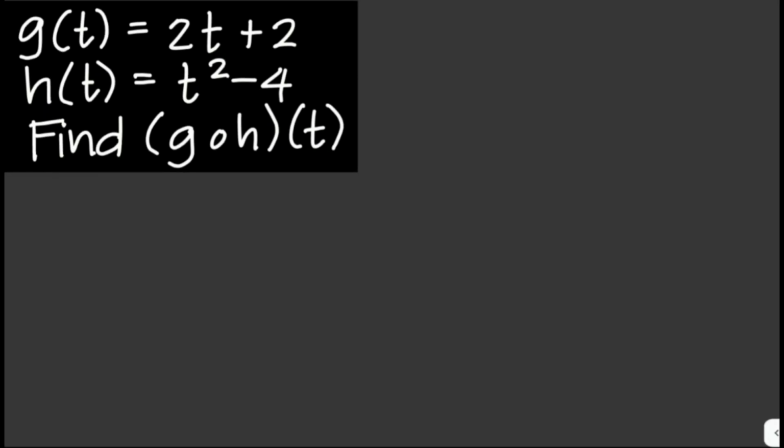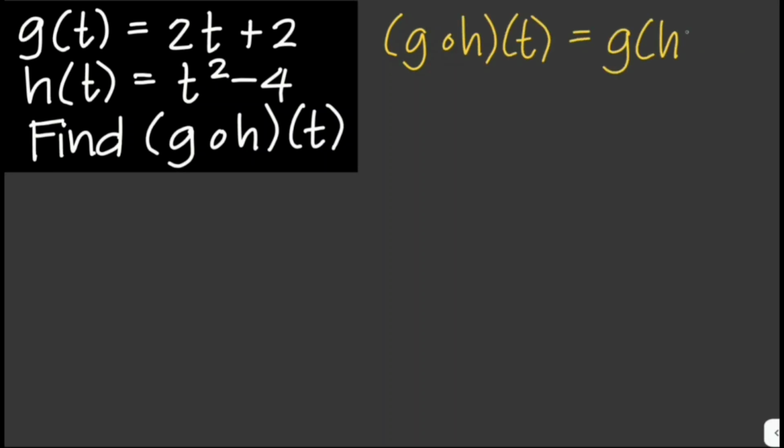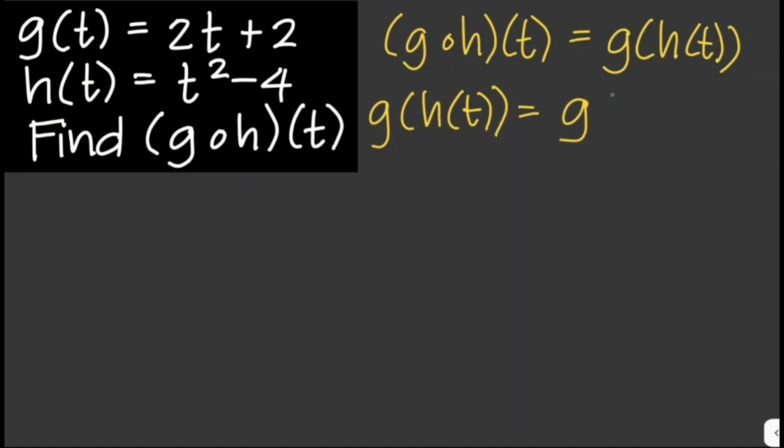Okay, let's solve another problem here. We're given two functions g of t and h of t, where g of t is equal to 2t plus 2 and h of t is equal to t squared minus 4, and we just have to find g of h of t. We just have to replace t with the whole function h of t. This is just g of t squared minus 4.